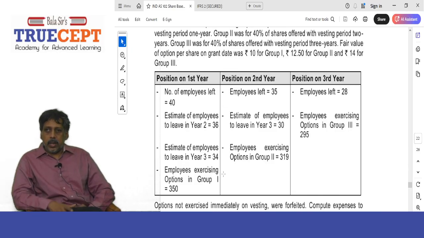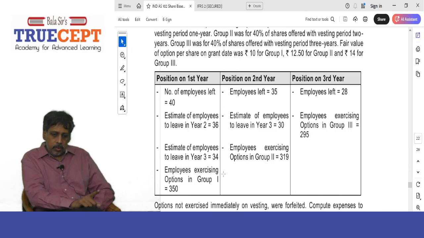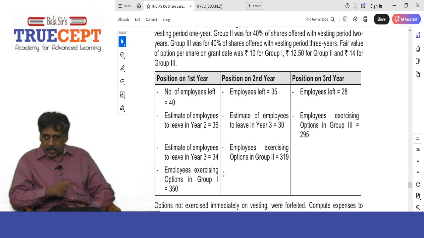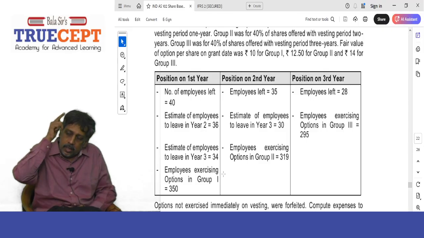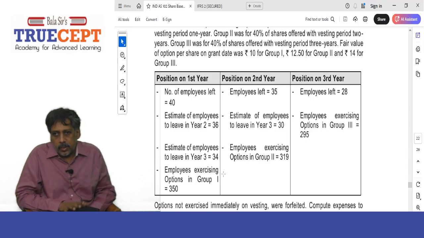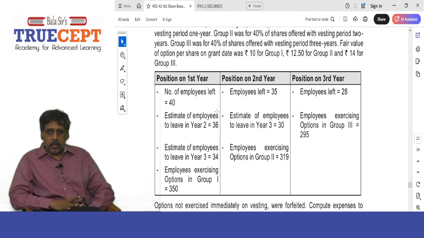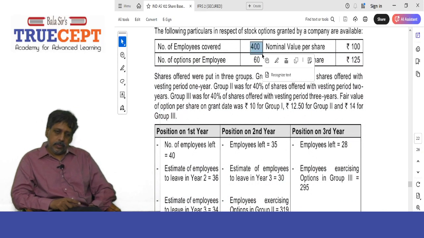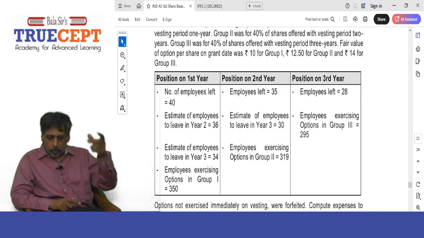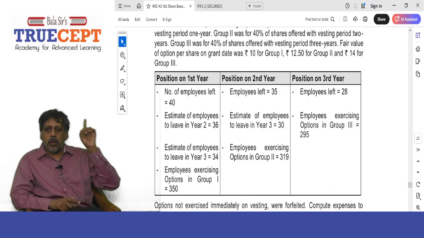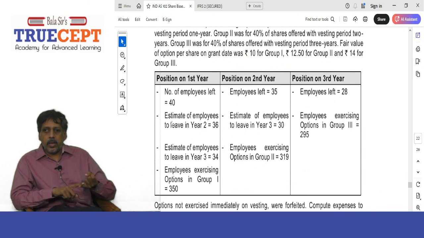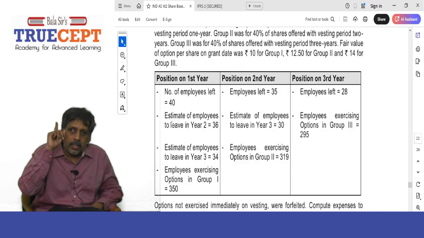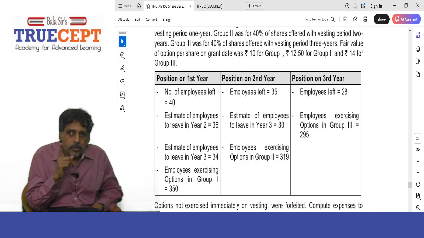Now, read the data for year 1 alone. Then what we'll do, Sneha? We'll go through the working for year 1, the expense, and also see the ledger account for year 1. Is that fine? Okay. The content says number of employees left 40. That is, out of 400 employees, by the time you reach the year 1 end, 40 employees are left. They could not stand even for 1 year. They left. So that means only 360 employees would have satisfied the 1 year vesting condition for G1. Yes or no?